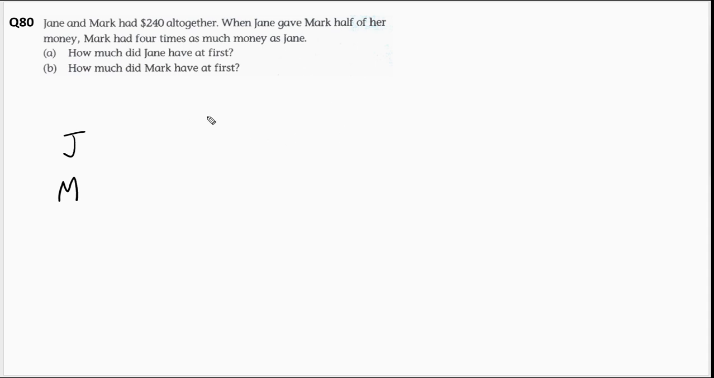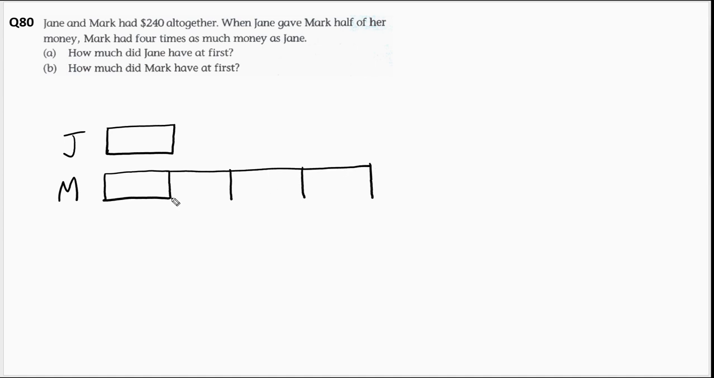When Jane gave Mark half of her money, Mark had 4 times as much money as Jane. So I'm going to draw the after situation first. In the after situation, we give Jane 1 bar like this. And after, Mark had 4 times as much as Jane. So here we go. This would be 1, that's 2, 3, and 4. Okay, that's after.